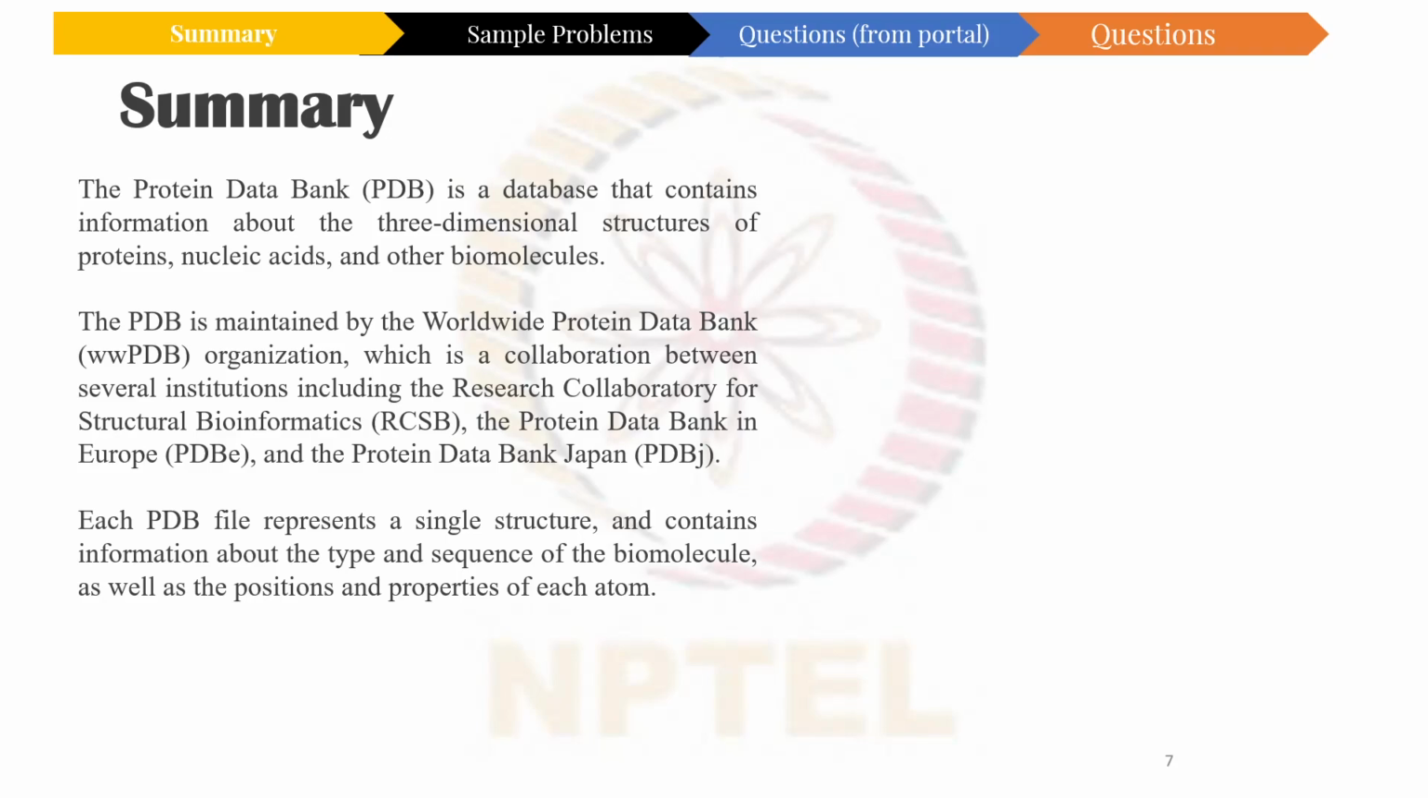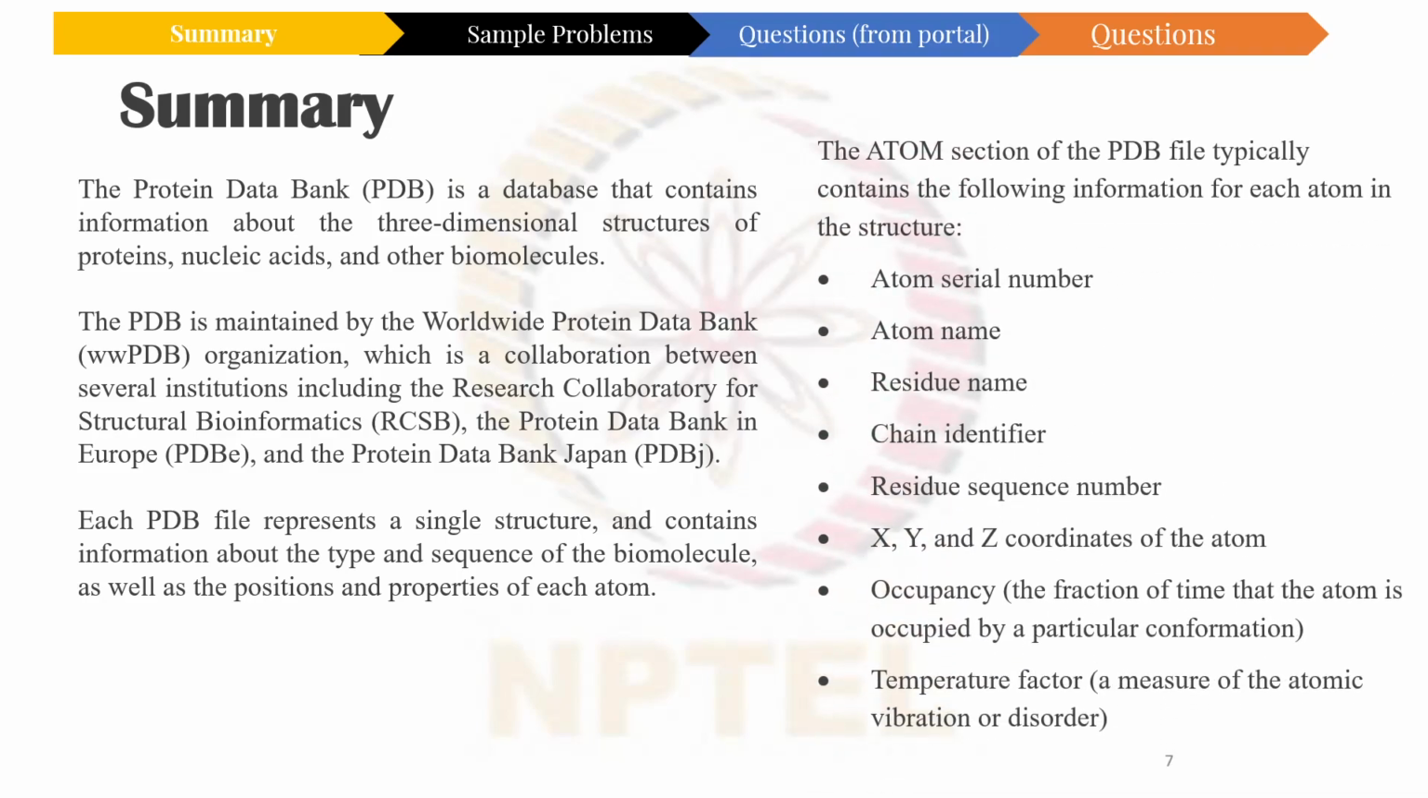The file format used by the PDB is a plain text format that contains information about the atomic coordinates of atoms in the protein and other biomolecules. Each PDB file represents a single structure and contains information about the type and sequence of the biomolecule, as well as the positions and properties of each atom.